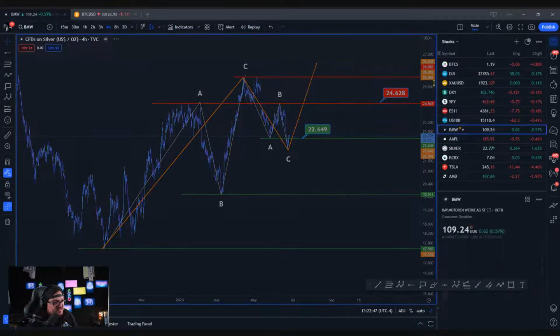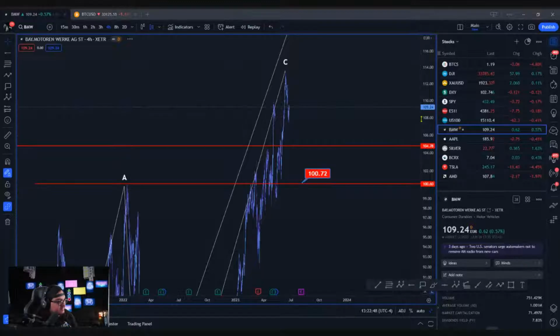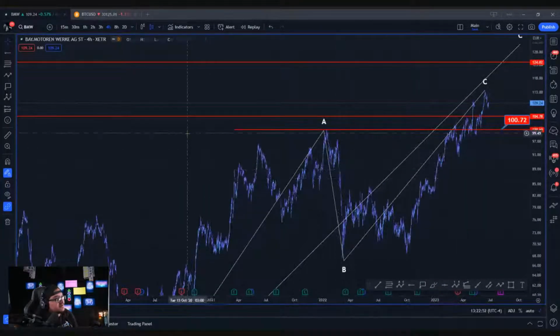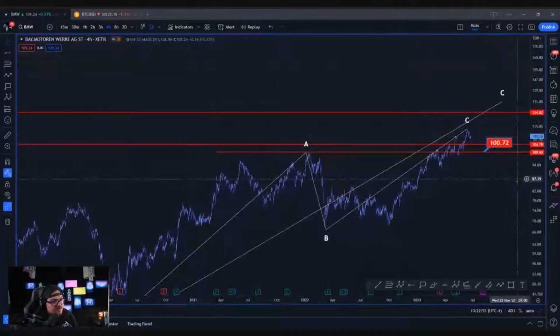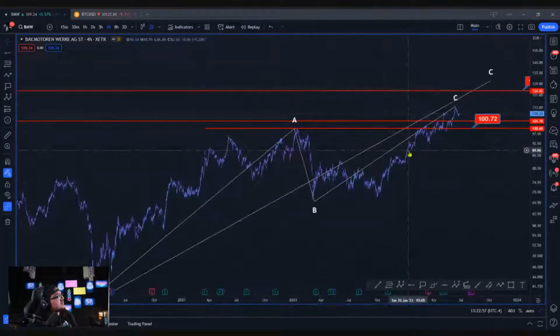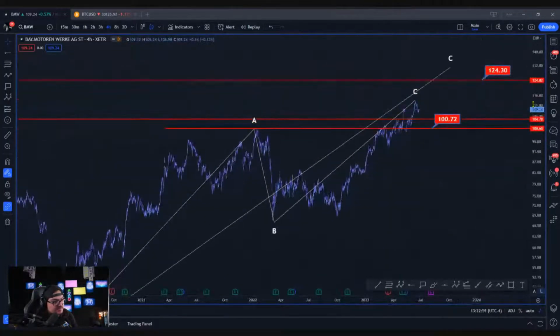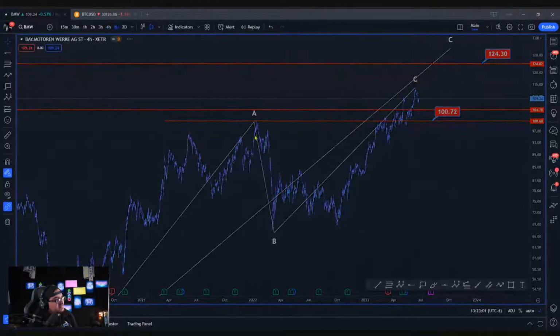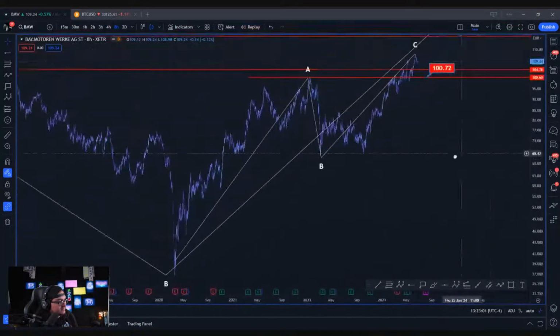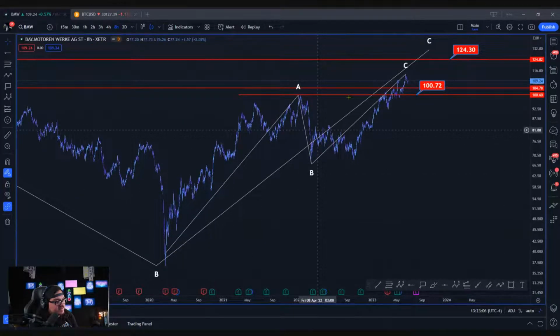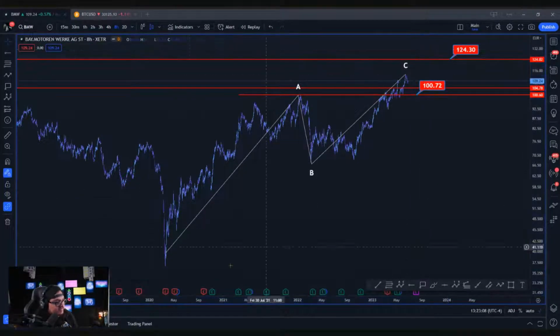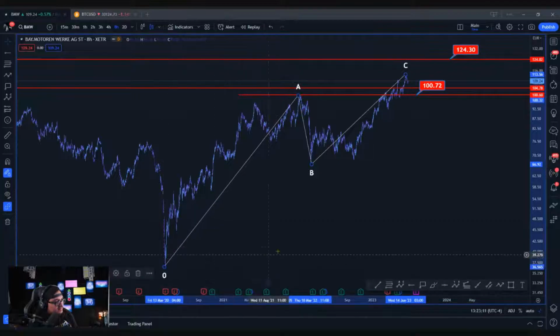And then we're going to do Vlad's favorite, BMW. So we're looking at this from a larger perspective. All right, we have an A to a B to a C here. Let me clear out this one. So if we can get back below $100.72, that's going to be a bearish pivot and a possible short position.